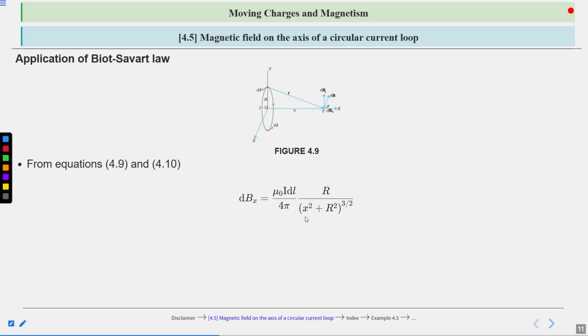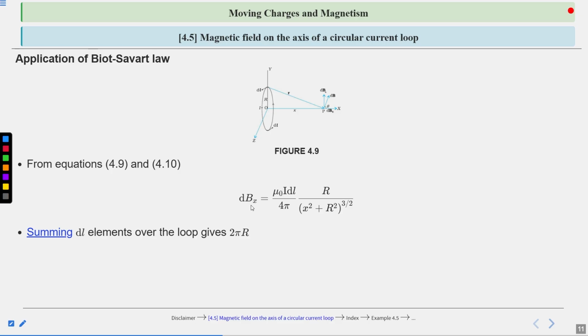Now x square plus r square raised to power 1 into x square plus r square raised to power 1 by 2: their powers get added and result in 3 by 2. So dBx is equal to mu naught I dl upon 4 pi into r upon x square plus r square raised to power 3 by 2. This is dBx due to the small elements. Now we have to integrate it. So summing dl elements over the loop gives, since you have divided the loop into very small elements, the perimeter of the loop.